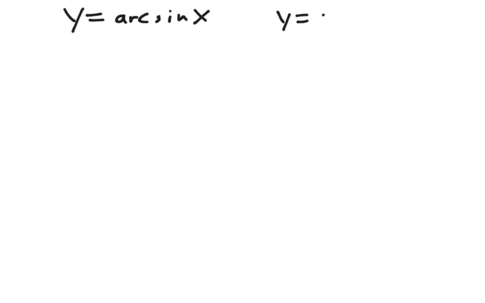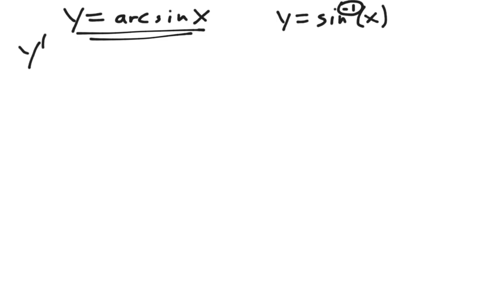You might also see this written most commonly in your calculator as sine inverse of x. And here the negative one, just like in an earlier section, means inverse, not 1 over sine, because that's cosecant, and it doesn't mean inverse derivative or anything like that. I'll be using this notation since that's what will most likely show up on things. Well, if y equals arc sine of x, eventually what we're looking for is y prime.